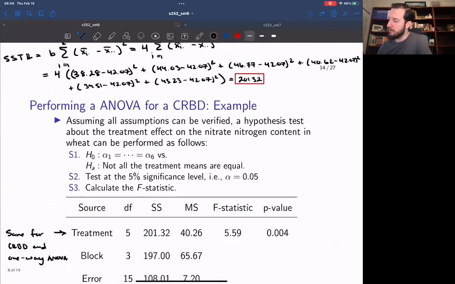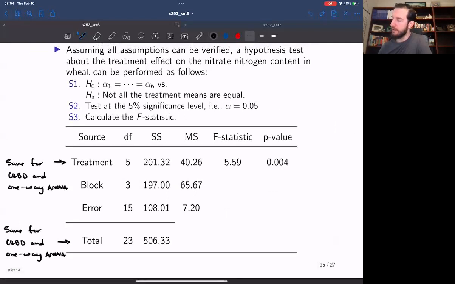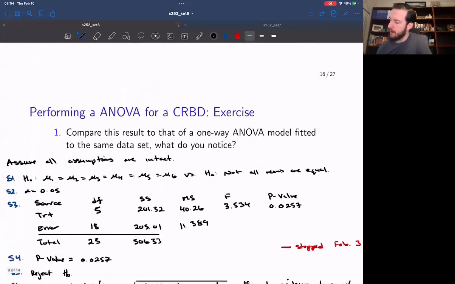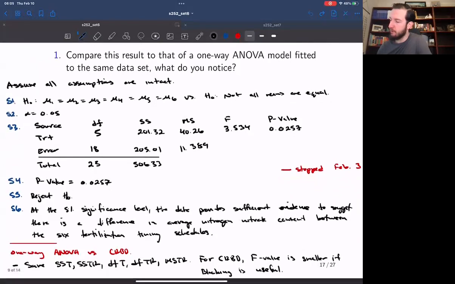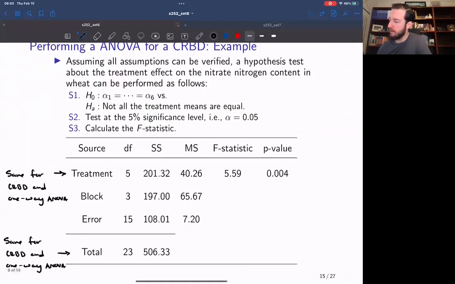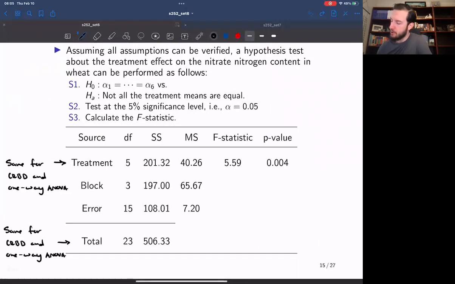Okay, so we actually looked at a comparison. This is our CRBD ANOVA table on slide 15, and this CRBD ANOVA table can be used to test for a treatment effect in the same way that we did with one-way ANOVA. We also showed how that CRBD ANOVA table would compare to the one-way ANOVA table. The comparison is shown on slide 17. We can see that the treatment and the total sources are exactly the same as for one-way ANOVA, and the only difference is that this block source is pulling information out of the error.